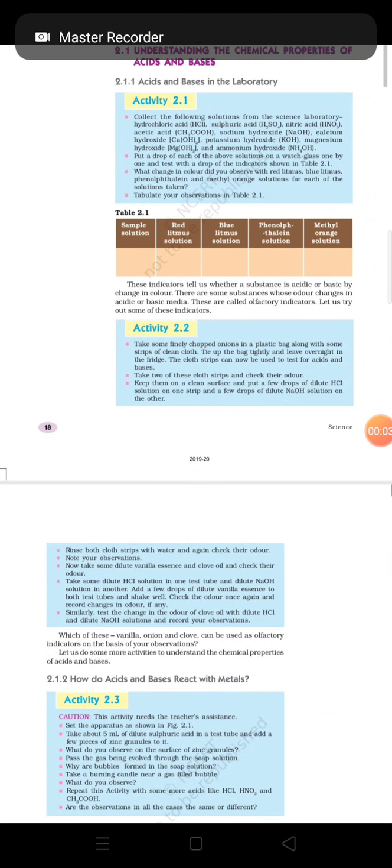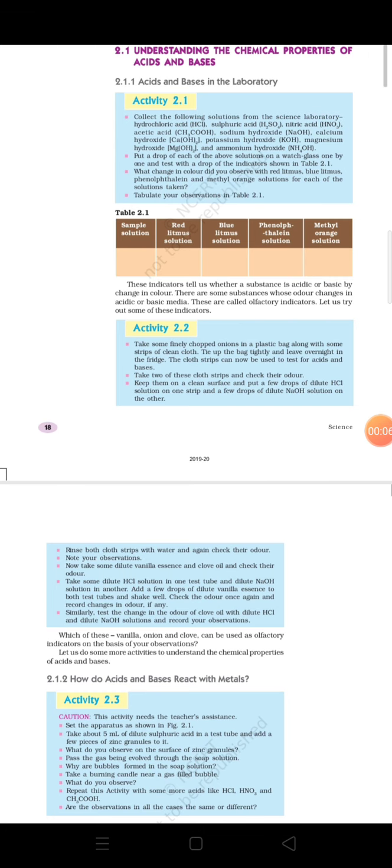Welcome everyone. Understanding the chemical properties of acids and bases. This is our next topic. Acids and bases in the laboratory.